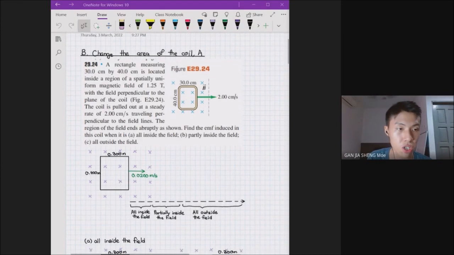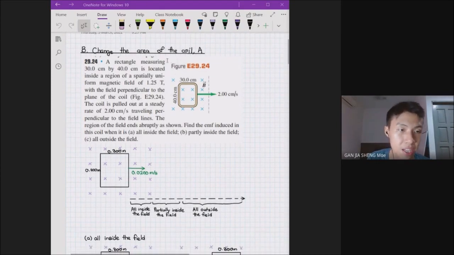So let's look at this question over here. A rectangle measuring 30 cm by 40 cm is located inside a region of a spatially uniform magnetic field. Spatially uniform magnetic field means that at every point in space, the magnitude and the direction of the magnetic field is uniform, is constant.